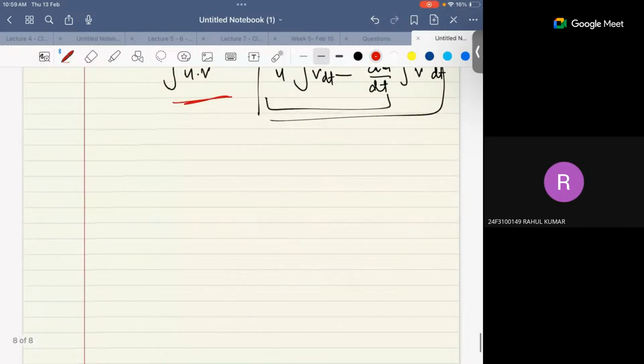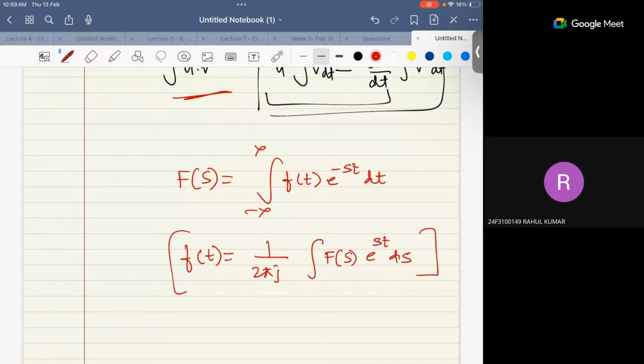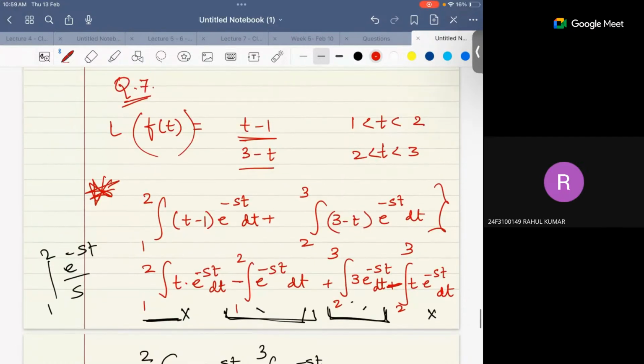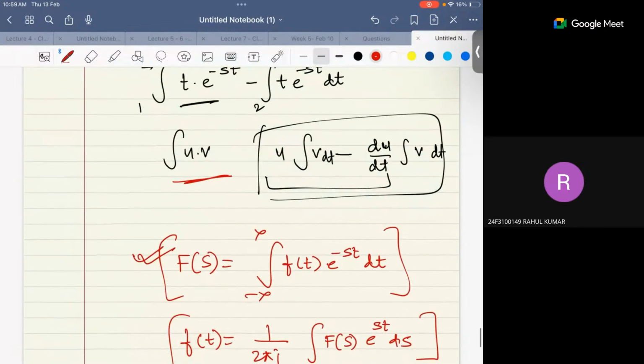To calculate the Laplace transform by any method, you have to integrate from minus infinity to infinity, or wherever the signal is defined, f(t) e to the power minus st dt. And if you have to get the signal back, you do it like this; that is what you call the Laplace inverse, and this is the Laplace transform that you calculate. So if you are asked for this signal, you have to multiply by e to the power minus st, and there is no other method to calculate this.